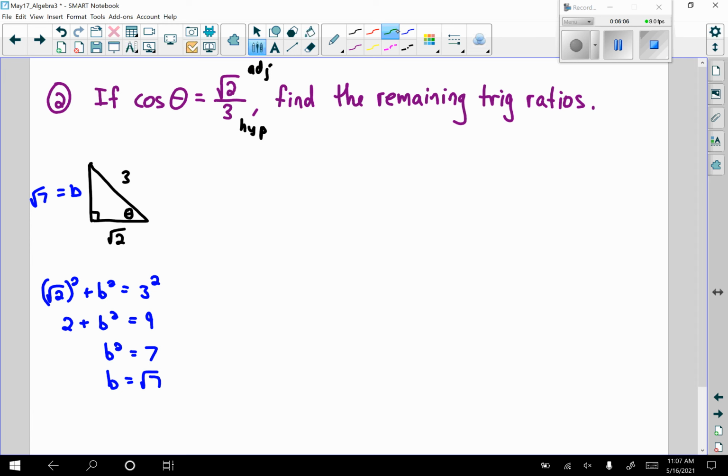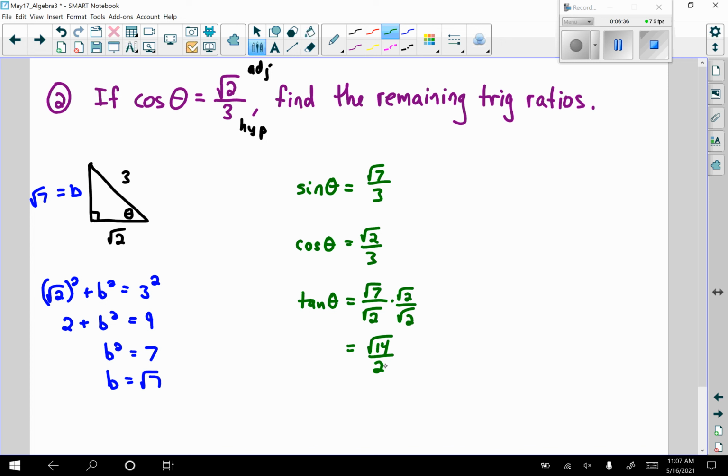All right, so now let's write out all 6. So we have sine theta. Sine theta would be opposite over hypotenuse, so that's radical 7 over 3. Cosine we were given as radical 2 over 3. Tangent theta is opposite over adjacent, so we get radical 7 over radical 2. Well, we need to rationalize this, so I'm going to multiply top and bottom by radical 2. So we get radical 14 over 2 for tangent.